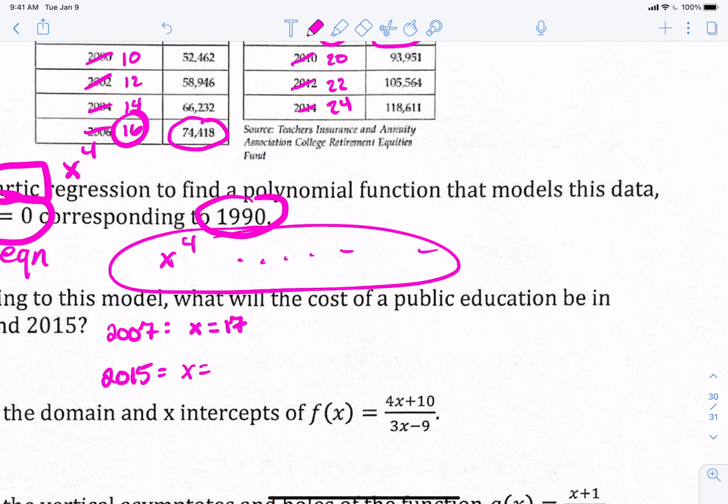For 2015, you're going to plug in 25. So same thing, but plug in 25. You guys need time to do that. Yes. Okay, go for it.